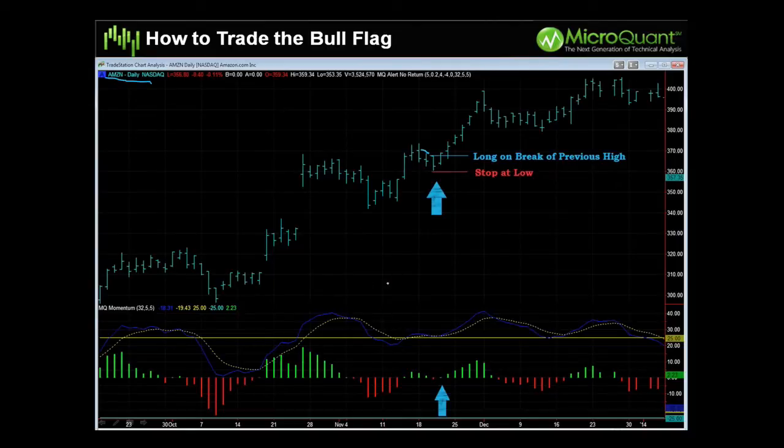A bull flag, remember, is a strong up move. So here's your up move, followed by lower highs. So there's a lower high there compared to that high. So lower highs, and then a break of the previous bar's high right there. So you're long on the break.